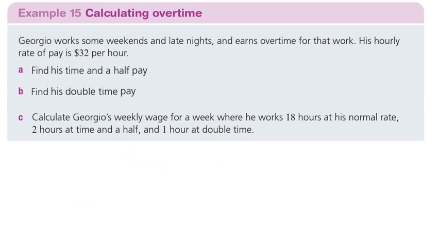Alright, last example. Giorgio works some weekends and late nights and earns overtime for that work. His hourly rate of pay is $32 per hour. Find his time and a half pay. So that is 1.5 times 32, which is his normal rate. So that is 48. Find his double time pay. So that's 2 times his normal rate, which is 32, which equals 64.